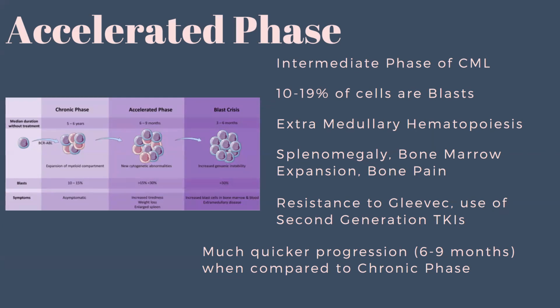Yeah, and so this is going to have a much quicker progression when compared to chronic phase. So in chronic phase, you can have a patient be asymptomatic for years and not even know that they have this condition. And when it's found out that they have the disease in chronic phase, then imatinib treatment works and it works very effectively. When you start getting to the more advanced stages, then Gleevec treatment stops working.